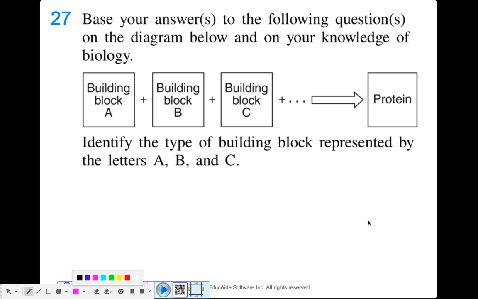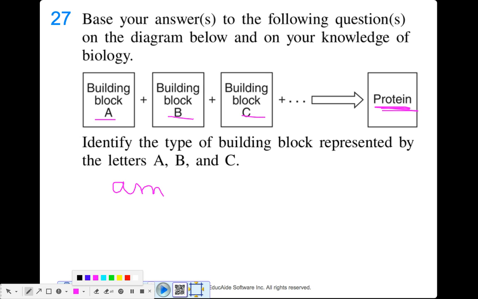Alrighty, so base your answer. Number 27, base your answer to the following questions on the diagram below and on your knowledge of biology. Building block A, building block B, building block C. These all work together to make a protein. What are the building blocks of proteins?